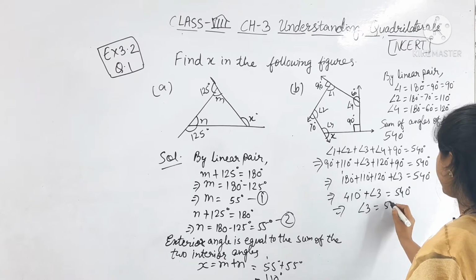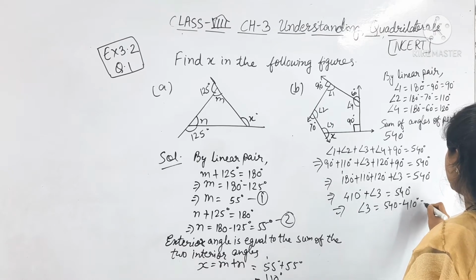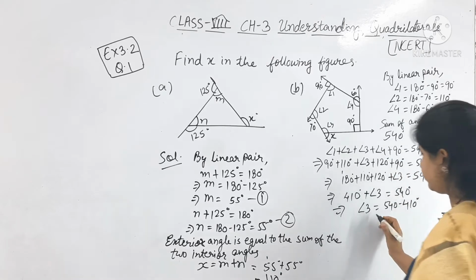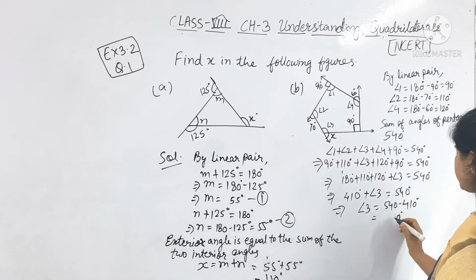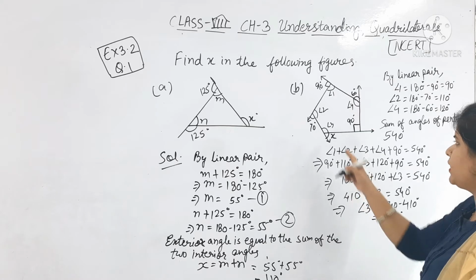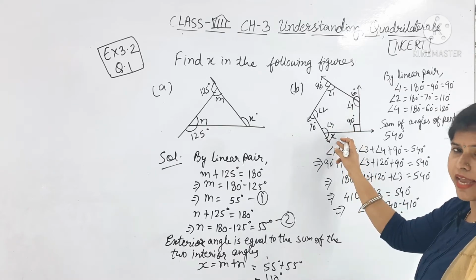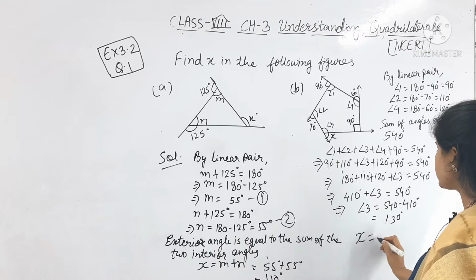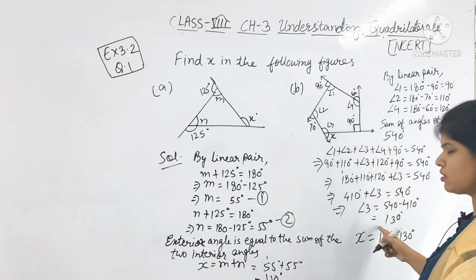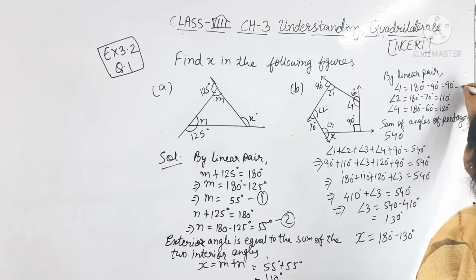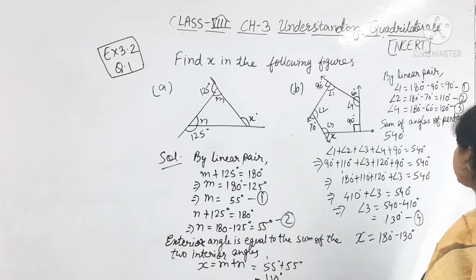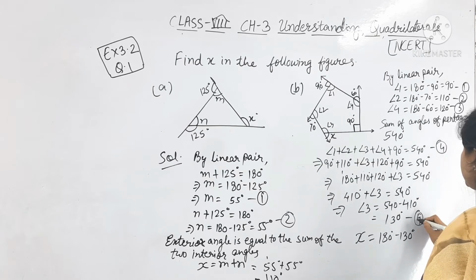So angle 3 is 540 minus 410 degree. 0 degree, 4 minus 1 is 3, 5 minus 4 is 1. So angle 3 I get 130 degree, and it is also a linear pair. This is the exterior angle x, so we have to find x. So 180 degree minus 130 degree, since I am getting angle 3 as 130 degree. This is 4 and this is 5.